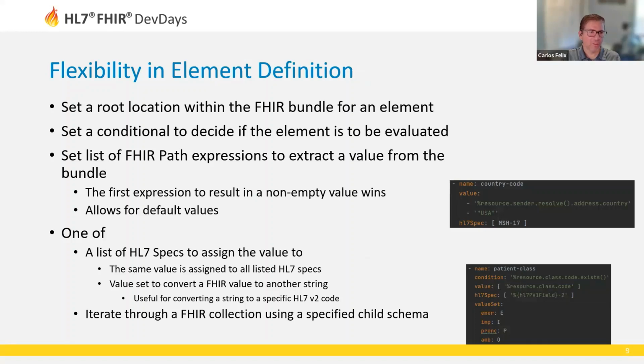Element definitions, we can do things like setting root location. For those that are used to FHIR Path, you can set the %resource constant there, and use that. Conditionals to define if the element is going to be evaluated, a list of FHIR Path expressions to extract values. And I say a list because you can have a list, but the first one wins. So the first non-empty value wins. And that allows you to set up default values on those fields. And then you can, of course, set where am I going to put it in the HL7v2 message? Or you can even iterate through FHIR collections to do repetitions, which I'm going to talk about right now.